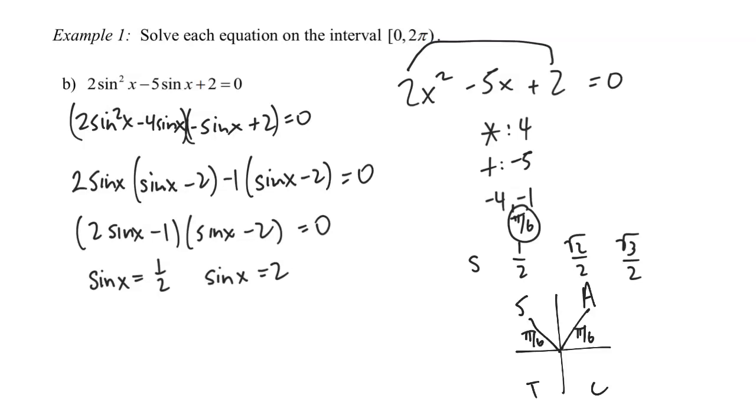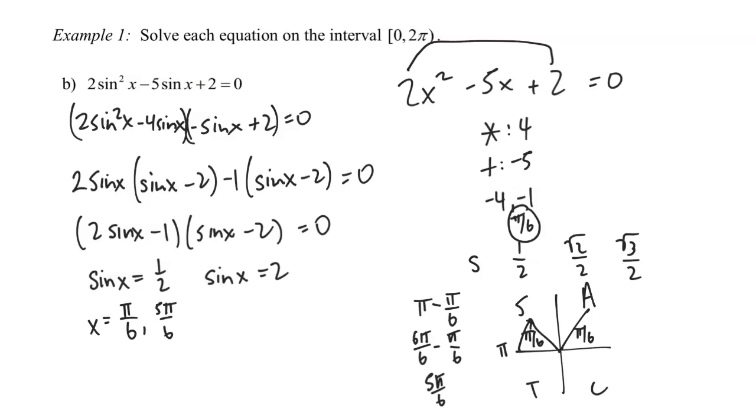Well, in quadrant 1, that's obviously very easy. That's just going to be pi over 6. And in quadrant 2, we're going to have to subtract that reference angle, pi over 6, from pi. And so pi minus pi over 6 is going to be 6 pi over 6 minus 1 pi over 6, which will give us 5 pi over 6.